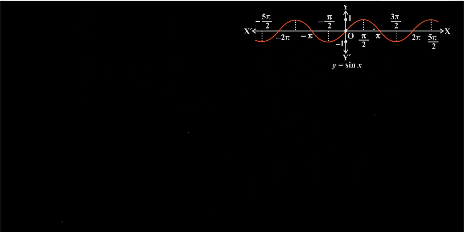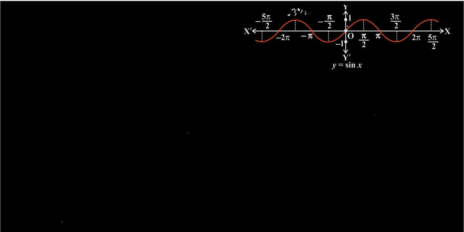If we take the graph of the sine function, the x-axis will take any real numbers: 0, pi, minus pi by 2, minus pi, minus 3 pi by 2, minus 5 pi by 2, minus 2 pi, and on the positive side, pi by 2, pi, 3 pi by 2, 2 pi, 5 pi by 2, etc. So the x-axis will take any real numbers, and the graph will pass through any real number.